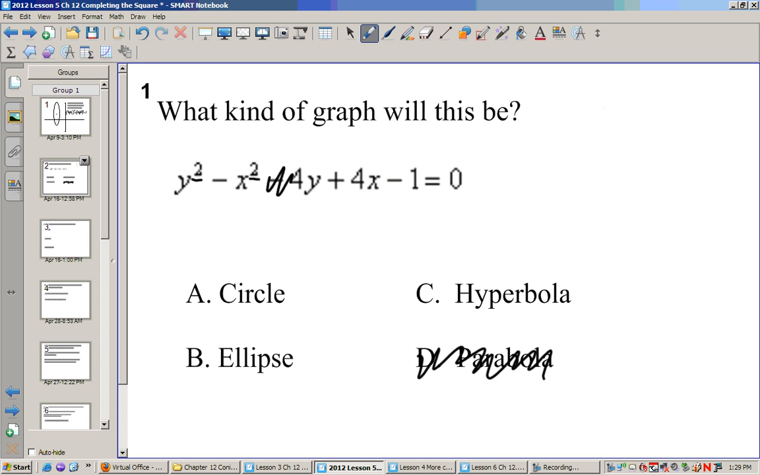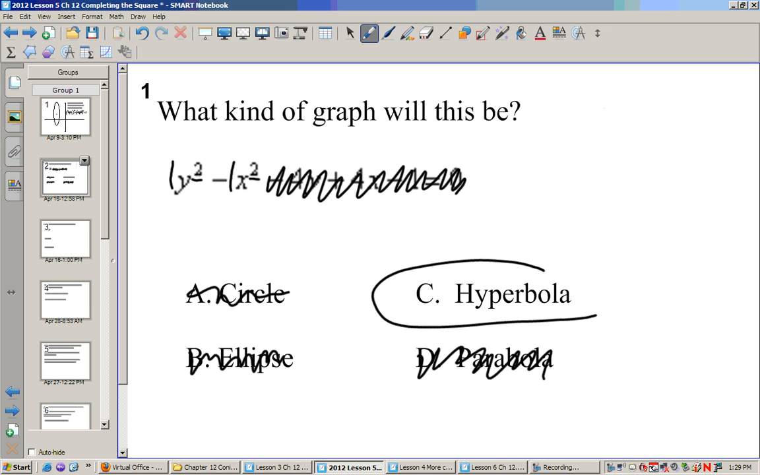Now we can also not think about the rest of the equation because we only look at the things that are squared. There is a 1 here and a 1 here. They're the same number, but they have unequal signs. Both circles and ellipses need those signs to be exactly the same. So hyperbola is the only one where we have different signs.